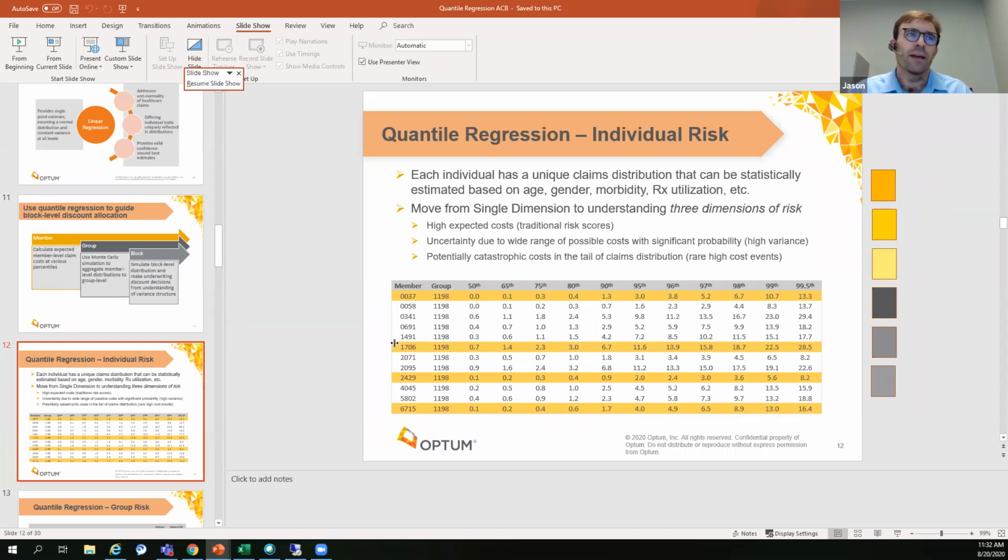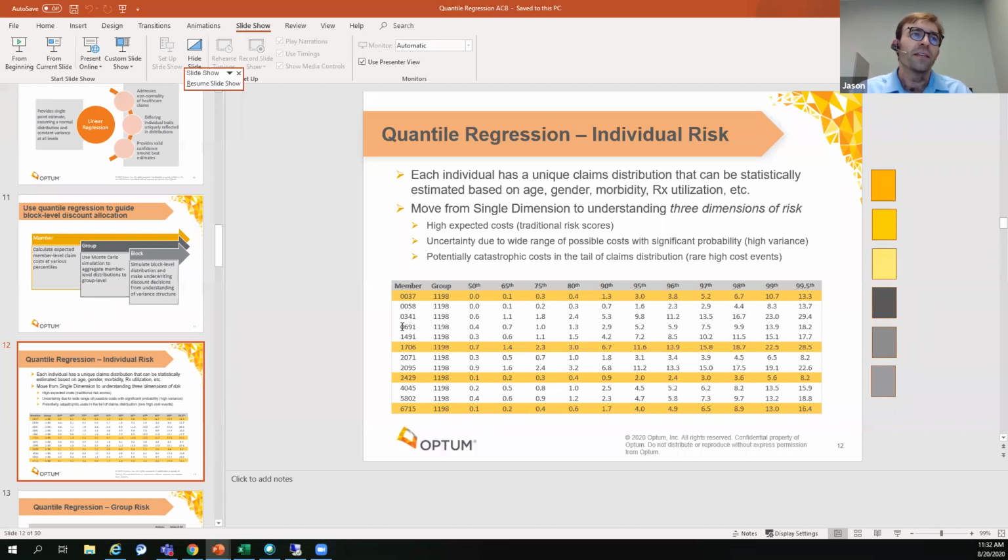So if you look at member 0037, they don't really get any kind of significant risk until you get to maybe the 85th percentile. And here, if you look at member 1706, well, they're much sicker, but even there, at the 80th percentile, they're at 3, but even at the median, they're only at 0.7. This is kind of what it looks like, right? We're coming up with this distribution for each member.